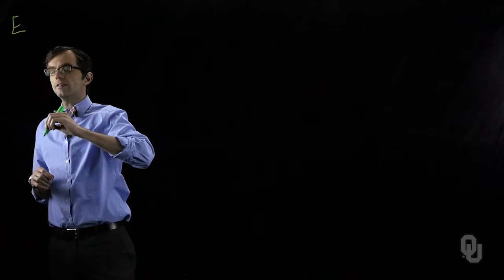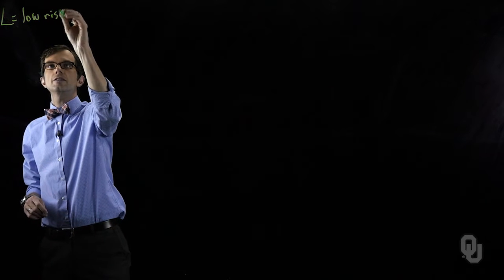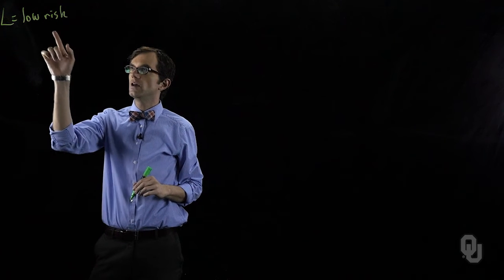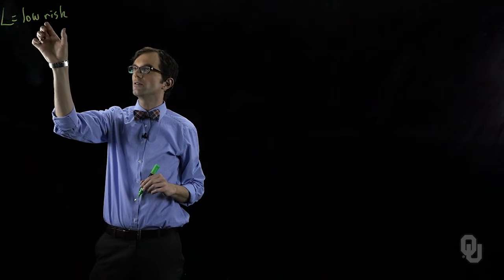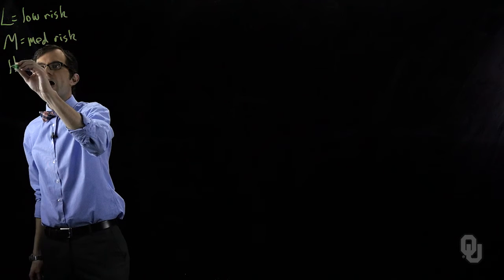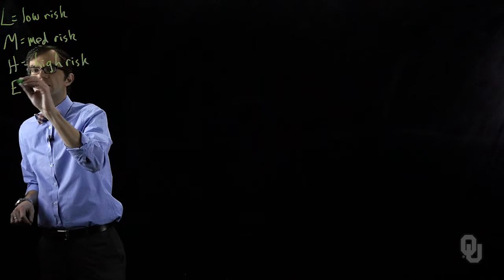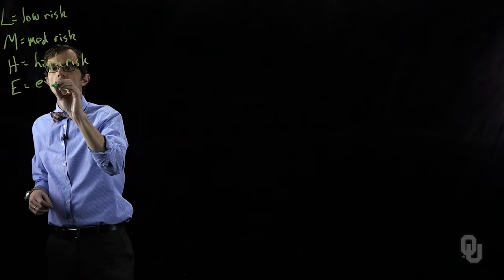Let's define the event L as a low-risk project. So a particular project is low risk. That event would be called L. Let's call the medium-risk project medium, or M. A high-risk project is called H. That event H is that the next project is a high-risk project. And then finally, E is what's left over, extremely high risk.